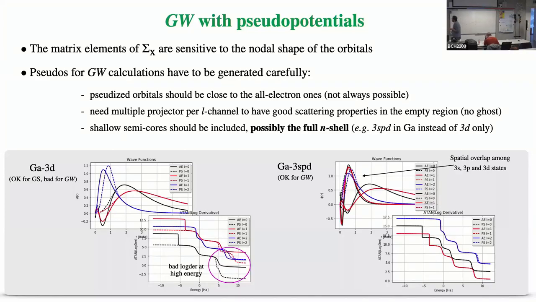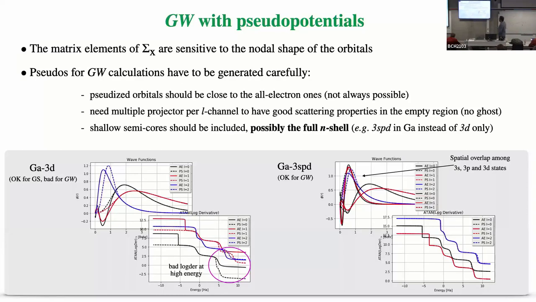And last but not least, if you compare the logarithmic derivative obtained by including 3s and 3p in the valence, you see that now the pseudopotential is able to reproduce the scattering properties of the all-electron atom up to, let's say, 7 eV, whereas the other pseudopotential starts to fail at five eV.